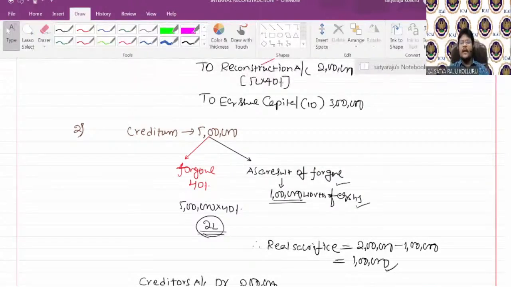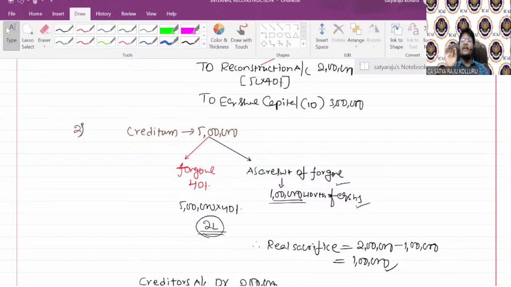Now, if you see in example number 2, the existing creditors are owed 5 lakhs, and out of such 5 lakhs, they're ready to forgo 40%. That is 5 lakhs into 40%, 2 lakhs. Is 2 lakhs the real sacrifice? No. Such 2 lakhs is a gross sacrifice, because as a result of forgoing, they're expecting 1 lakh worth of equity shares. That means out of the 2 lakhs, they are expecting 1 lakh, so the remaining 1 lakh is only the real sacrifice here.